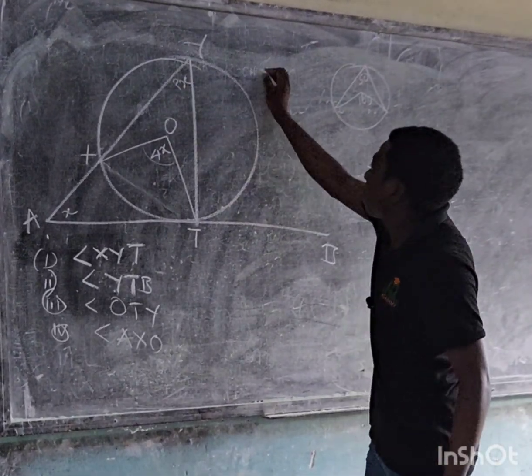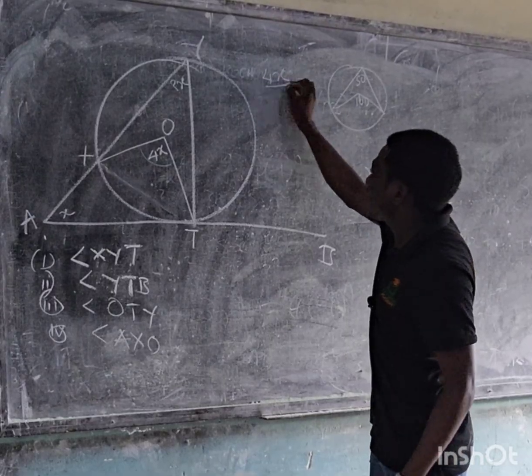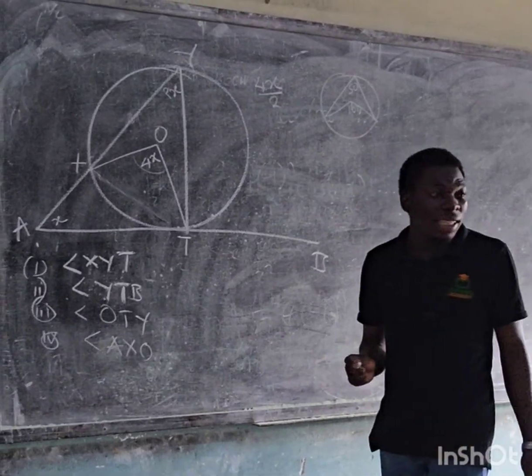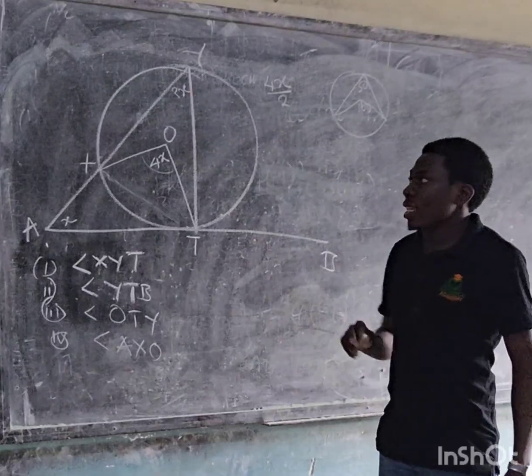How are we getting it? We are saying 4x divided by 2. Have you seen that? That's how we are going to get that 2x there.